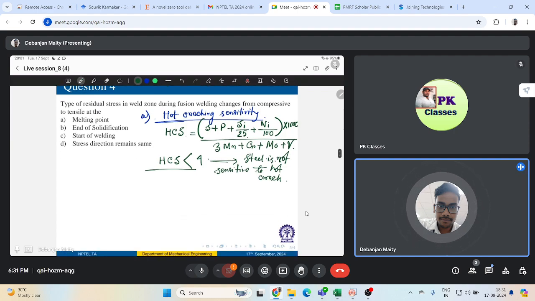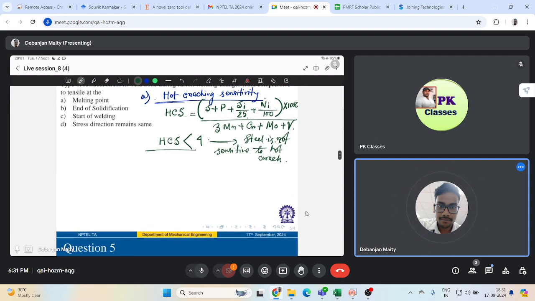Then there are some formulas of something called unit crack susceptibility. Let's not go into much detail. What I have done is just noted this empirical formula to understand how they are related with different compositions of your material.